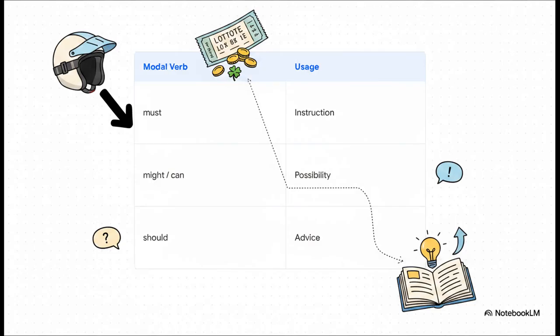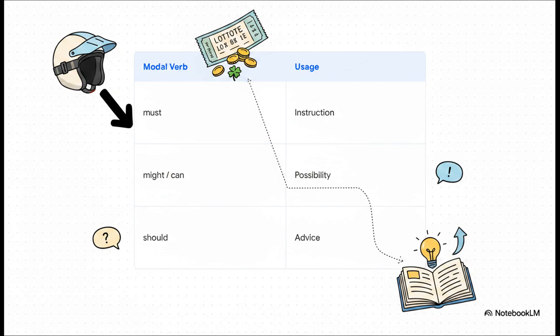Now, what about the first conditional? Well, you aren't just boxed into using the word will every single time. You can actually swap out will for other modal verbs to change exactly how certain your result is. If you want to show a lower possibility, maybe it happens, maybe it doesn't, you can say, if you buy a lottery ticket, you might win.